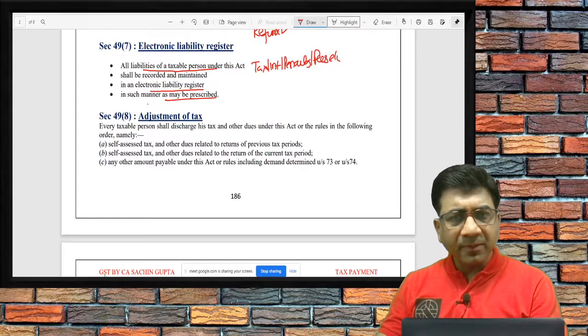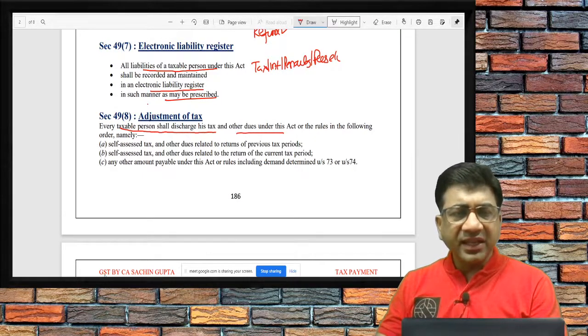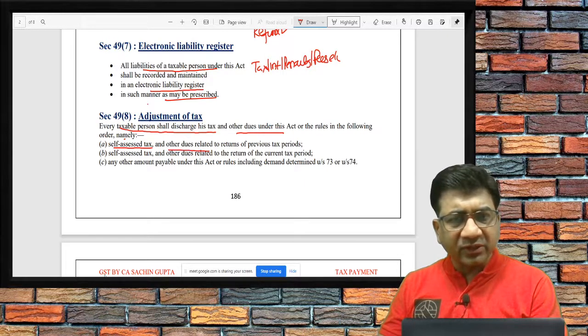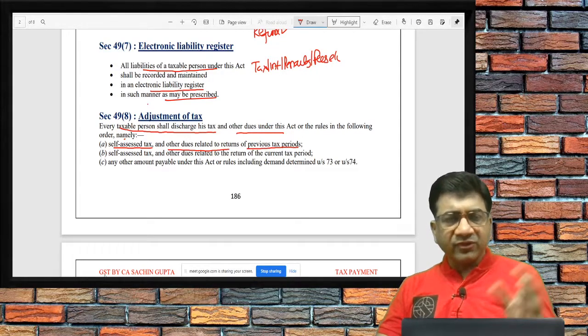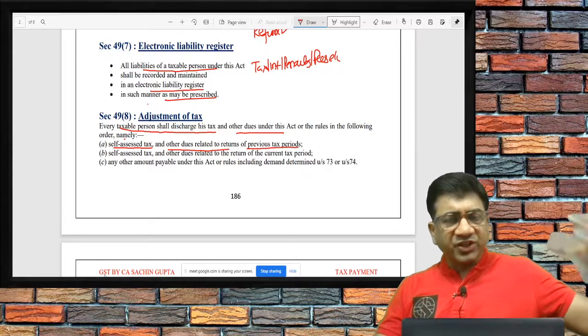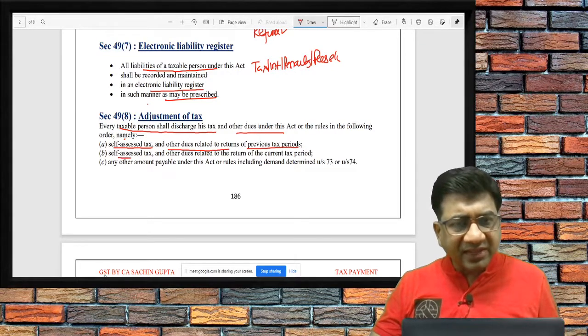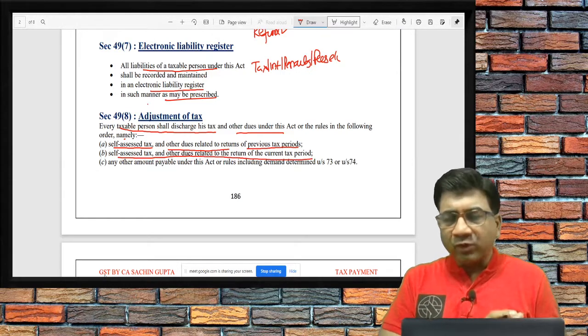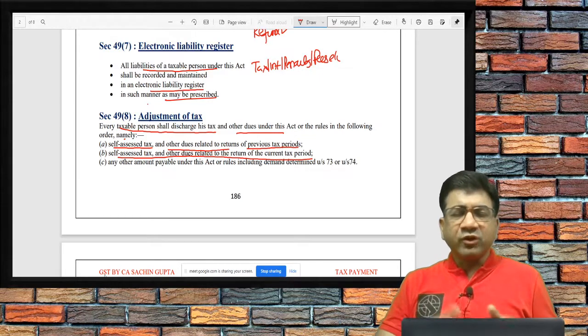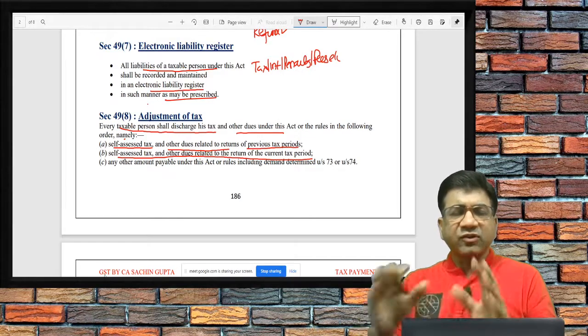Adjustment of tax. Every taxable person shall discharge his tax and other dues under this Act in the following order: self-assessed tax and other dues relating to the returns of previous tax periods. If some outstanding is there, whenever you pay, it will be used for discharging your old liability. Then the taxes and dues of the current tax period. So if the past amount is pending, we cannot say that you have paid the current tax and the past remains.